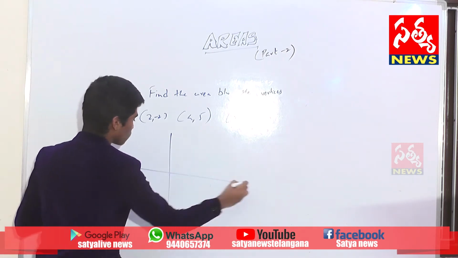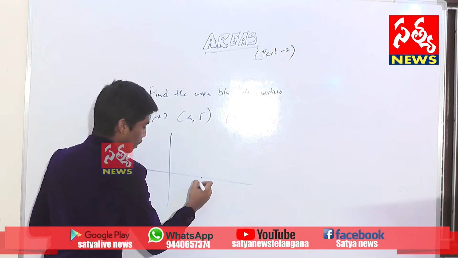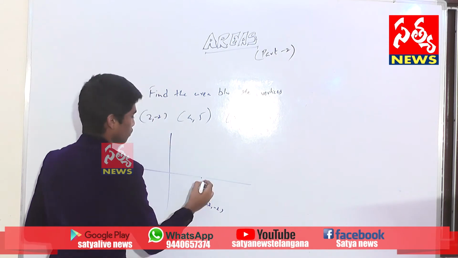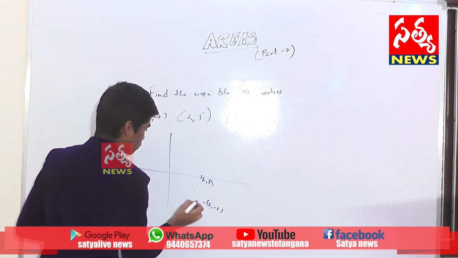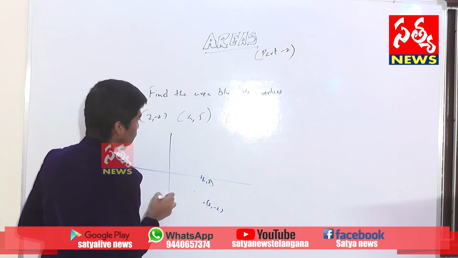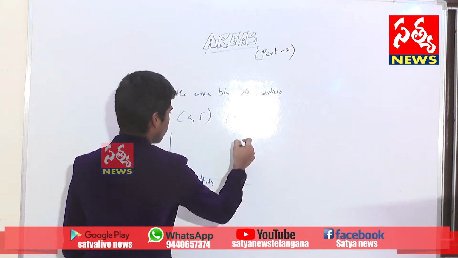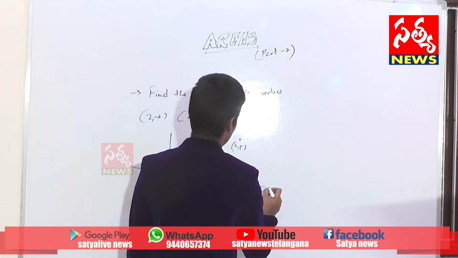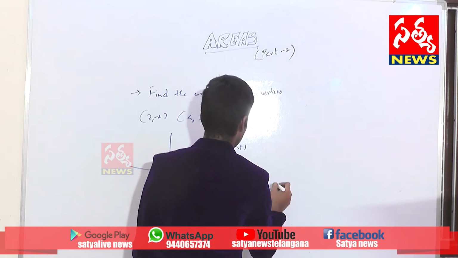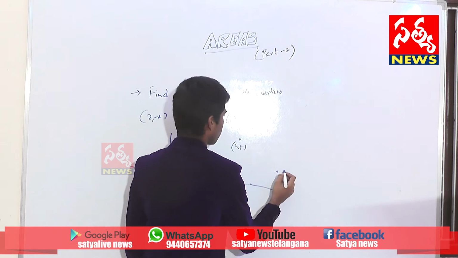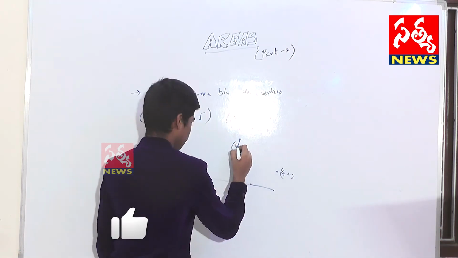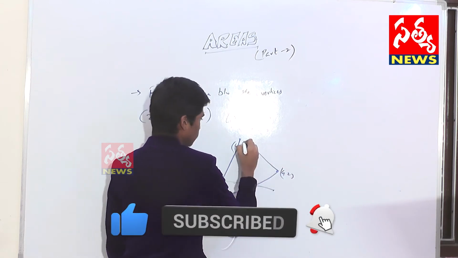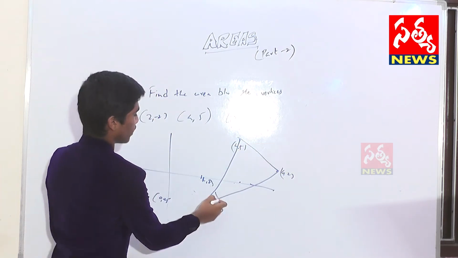If we plot this, we get 2 comma minus 2 means a point here. This is 2 comma 0. This is 0 comma minus 2 and 4 comma 5. Let us assume here 4 comma 5 and then 6 comma 2. Here we get 6 comma 2. If you join them, this is the area we get. And we have to find this area.